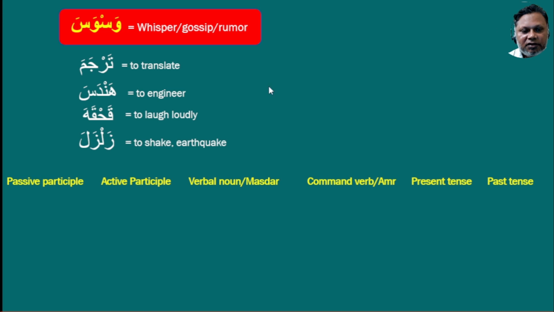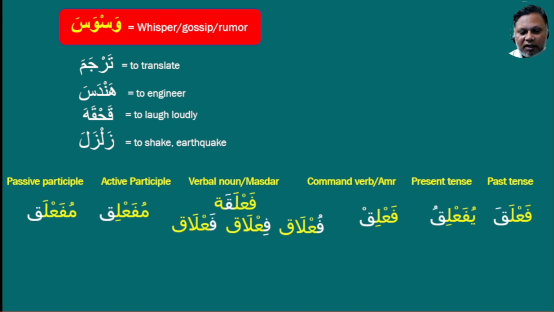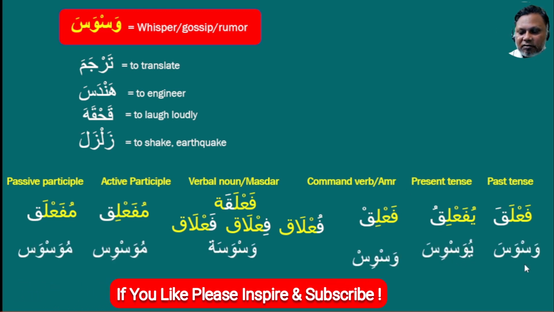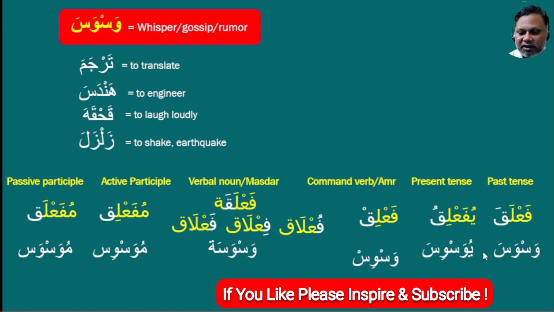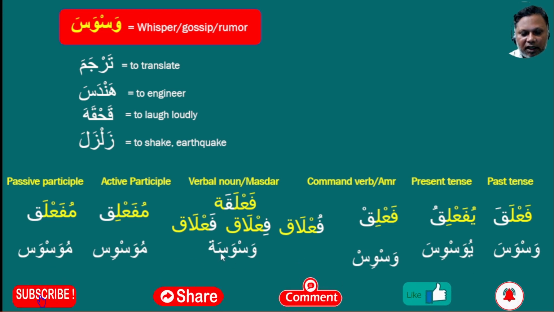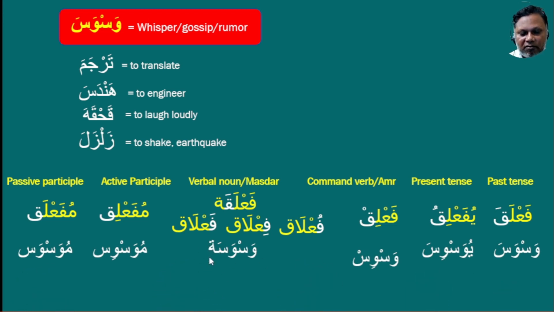Now we will see how to conjugate this 4-root letter verb. It is not difficult. It is easier than the 3-root letter. This is a very easy formula to conjugate. We will conjugate as usual for these six things. We are not conjugating for all 14 pronouns. So waswasa will start like this. Waswasa is the past tense, and the present tense will be yuwaswisu. First we have to add ya. Yuwaswisu. And the command will be waswis. And the verbal noun will be waswasah. Waswasah is the verbal noun.